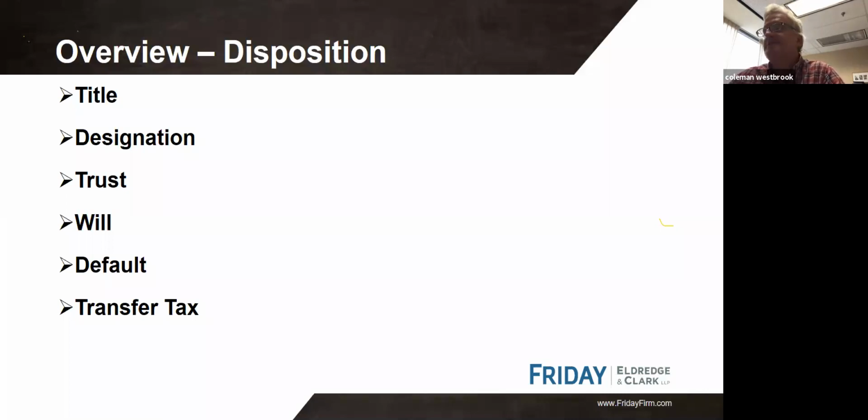Thirdly, a trust. If something's owned by a trust, then the trust controls that disposition. And then the default is a will. A will finally controls anything that's not controlled by any of those 3. If it's not controlled by title, designation, or trust, then your will becomes the controlling document. And for those who have nothing, no will, no trust, no designation, no title, then Arkansas statute provides a default. And then also there's always a chance for taxes upon death. So next slide.